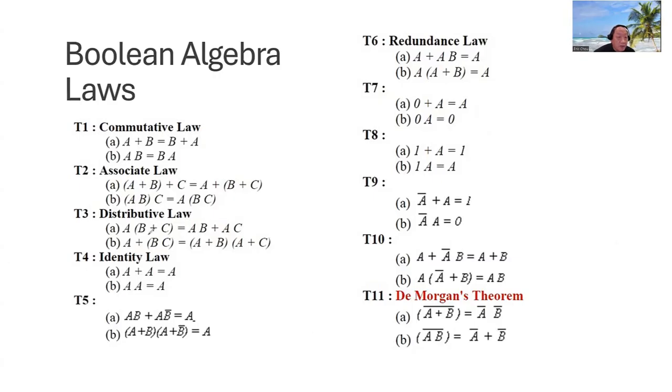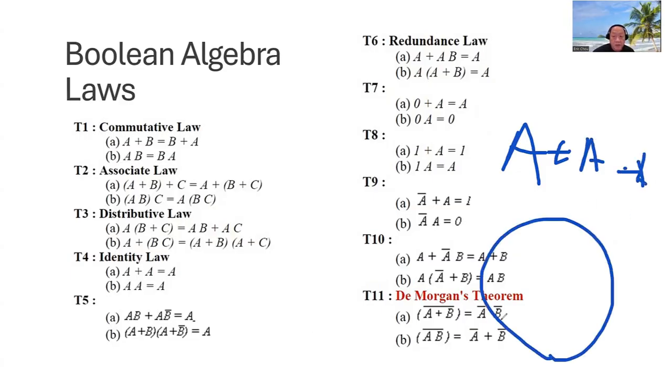Next one, identity law. Identity law is simple. A or A equals A. Yourself or yourself is yourself. That's easy. A and A equals A. Yourself and yourself is yourself. Actually, these overlap, so this one is easy.